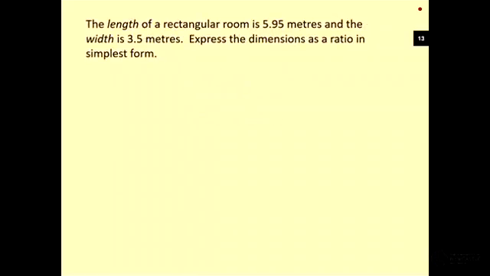The length of a rectangular room is 5.95 metres and the width is 3.5 metres. Express the dimensions as a ratio in simplest form. First I check the units, metres and metres, good. I don't need to do any converting.